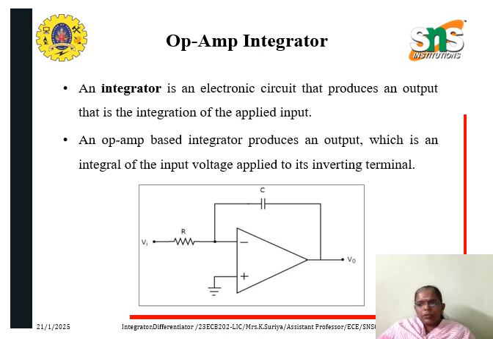So in the circuit shown, the non-inverting terminal of the op-amp is connected to the ground. That means 0 volts is applied to the non-inverting input terminal. According to the virtual short concept, the voltage at the inverting input terminal of the op-amp will be equal to the voltage present at its non-inverting input terminal. So, the voltage at the inverting input terminal of the op-amp will be 0 volts.